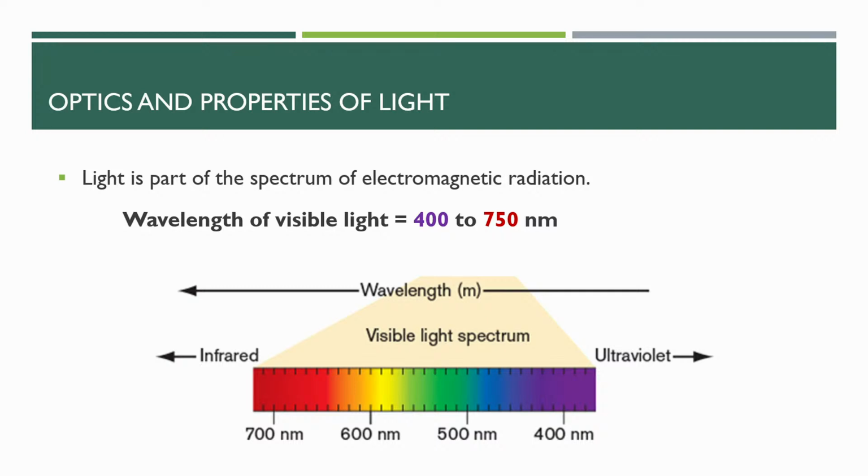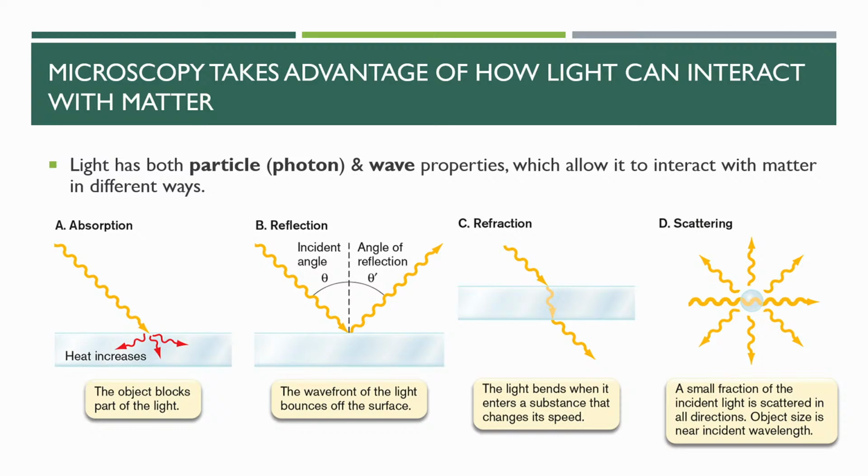And so microscopy takes advantage of how light can interact with matter. Light has particle or photon properties and wave properties. We're not going to get into all the details of that for this class, but these properties allow light to interact with matter in different ways. Those different ways are absorption, reflection, refraction, and scattering.